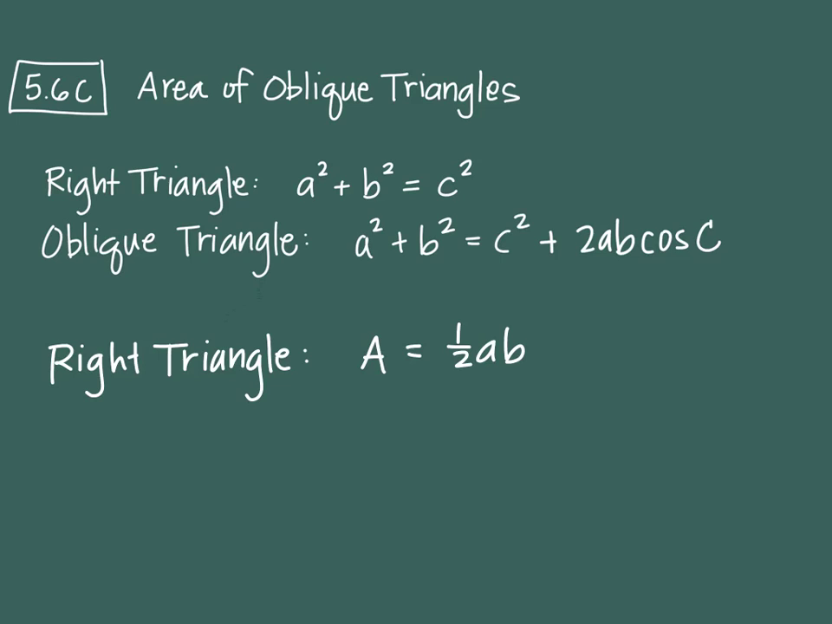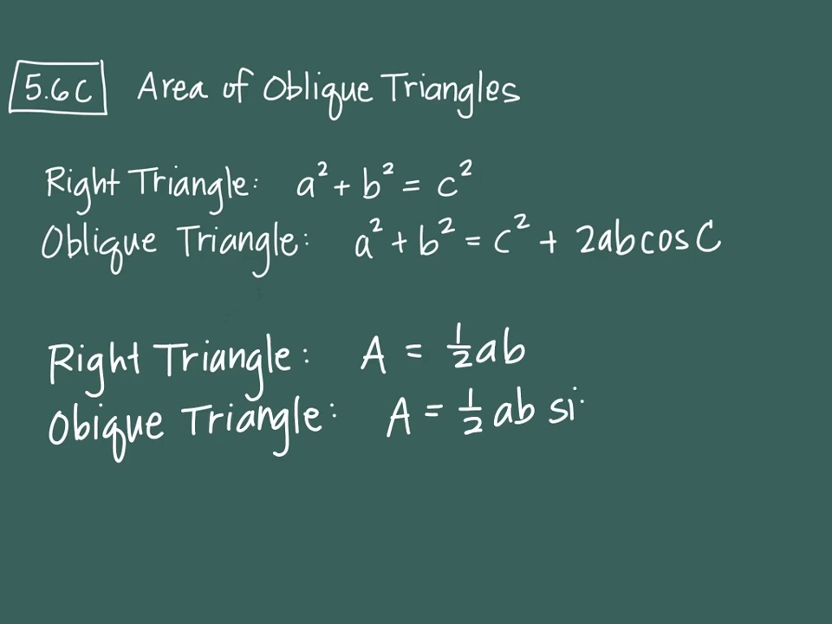An oblique triangle starts out the same, but you have to modify it because we don't have a right triangle anymore. And so in an oblique triangle, the formula becomes, because it doesn't have a right angle, 1/2 ab sine c. That is the area for an oblique triangle. So you've got the area for a right triangle and you have the area of an oblique triangle.